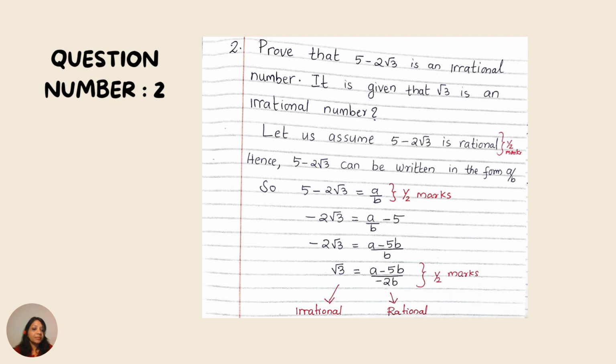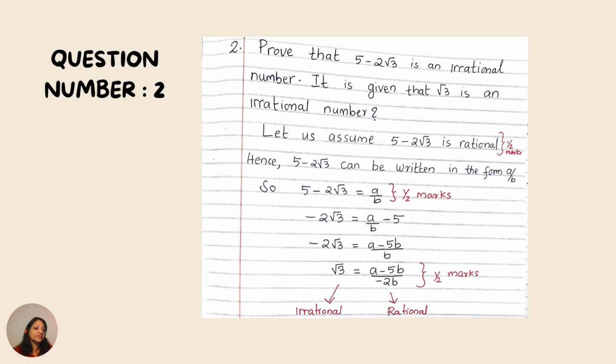Hence, 5 minus 2 root 3 can be written in the form of a by b. See, 5 minus 2 root 3 equal a by b. See that, again you will get a half mark. So you got 1 mark. Then you have to take a minus 2 root 3. Please don't take a 2 root 3. See, 2 root 3 is with a negative sign. So you have to take a negative 2 root 3 equal a by b.